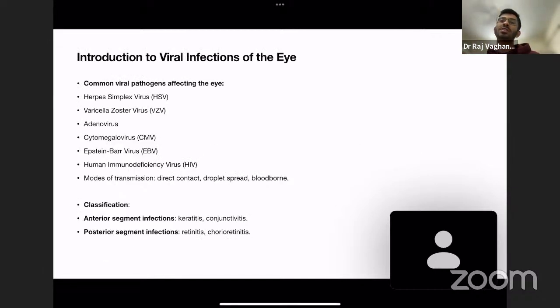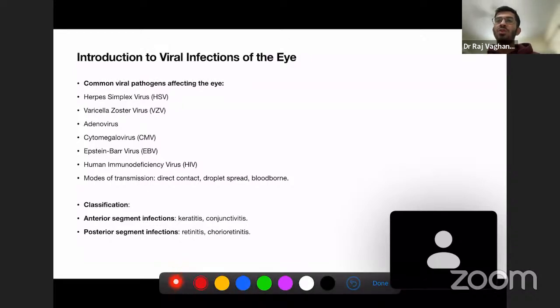First of all, we are going to discuss the viral infections of the eye. This is not exactly about the practical aspect, but we are going to discuss it under this heading because questions from these viral infections have been repeatedly asked. So we will just discuss this. Okay, introduction to the viral infections of the eye.